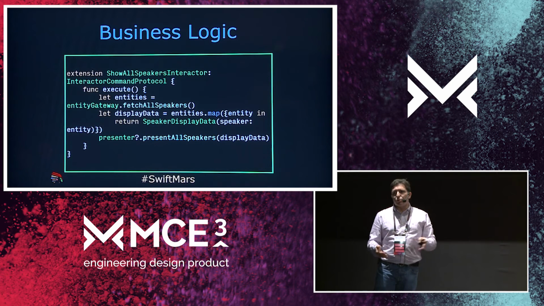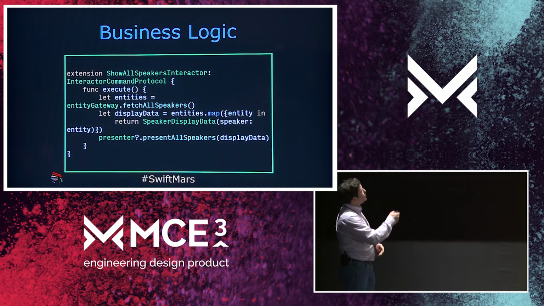So the first interactor, the first use case that I included there was to be able to list all the talks that I have available. So what this does, as you can see, is to grab from an entity gateway all the speakers. It will have them here in the entities. Then it will convert the data into something that will be displayed, and it will send the data to the presenter.